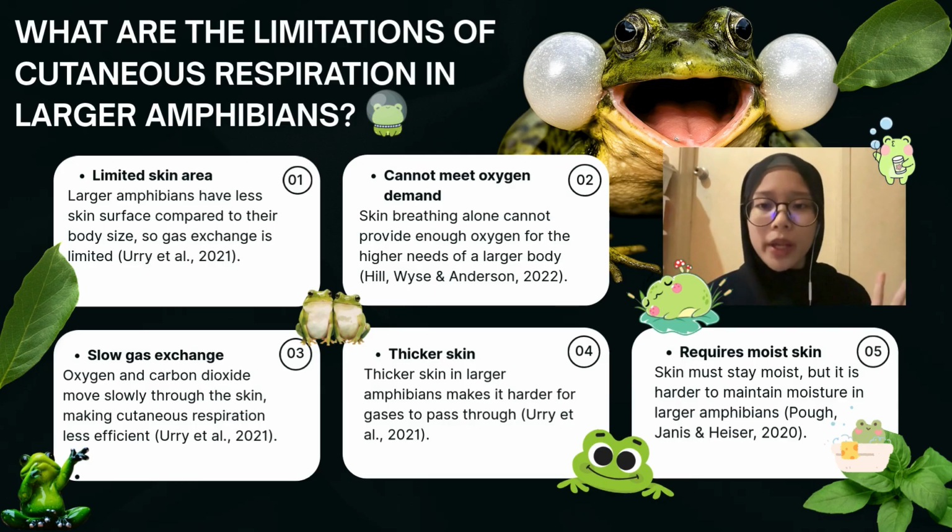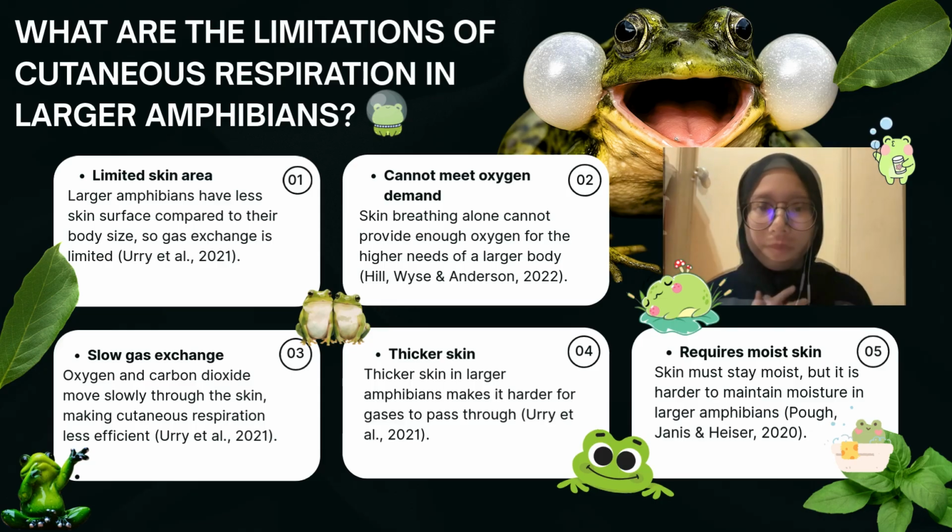And for the fourth one, larger amphibians have thicker skin. While having thicker skin provides protection and reduces water loss, it also creates a barrier for gases, which means oxygen cannot pass through easily and carbon dioxide removal is also reduced, which further limits the effectiveness of skin respiration.